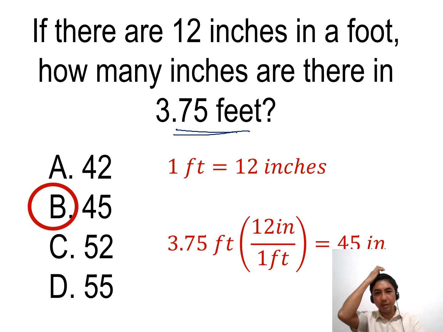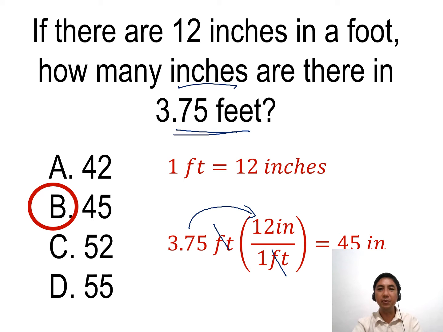Ngayon, bakit hindi pwedeng baliktad? Bakit hindi pwedeng 1 foot over 12 inches? Because we want to cancel this. Dapat merong sa taas at merong sa baba para ma-cancel. At ang sa taas, kung ano yung gusto mong i-convert. Diba? I-convert natin how many inches. So, inches should be at the numerator. So, meron ka ng 3.75 times 12. You just multiply that, it will give us 45. And then, ano na lang ang matitira mo unit of measurement?